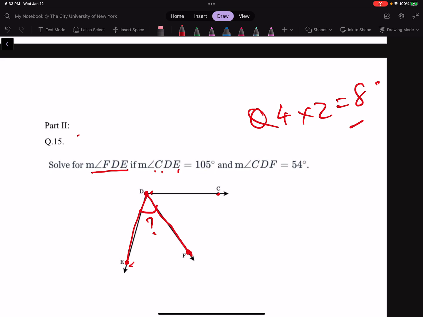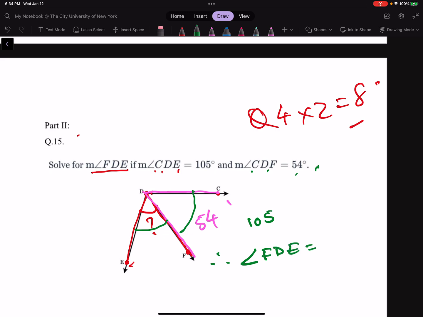CDE, the whole thing, that means this is a betweenness in angle. Green part is 105, okay, and CDF is 54. So where is your C? CDF is 54. So what do? From this green part, if you take out this part, and now if you erase that one, automatically you will have this one.